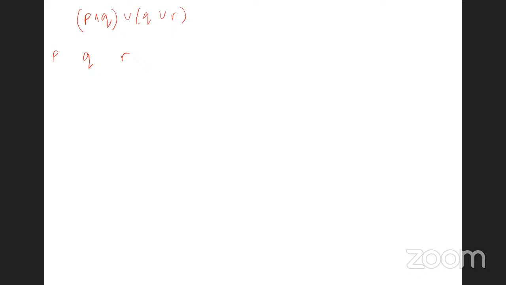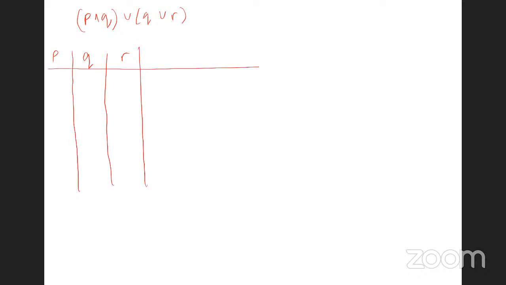Right. When you're building it, please remember that you have to incorporate everything. So you have your 3 variables. Then after you do your 3 variables, you have your P and Q, you have your Q or R, and then you combine them. P and Q or Q or R.